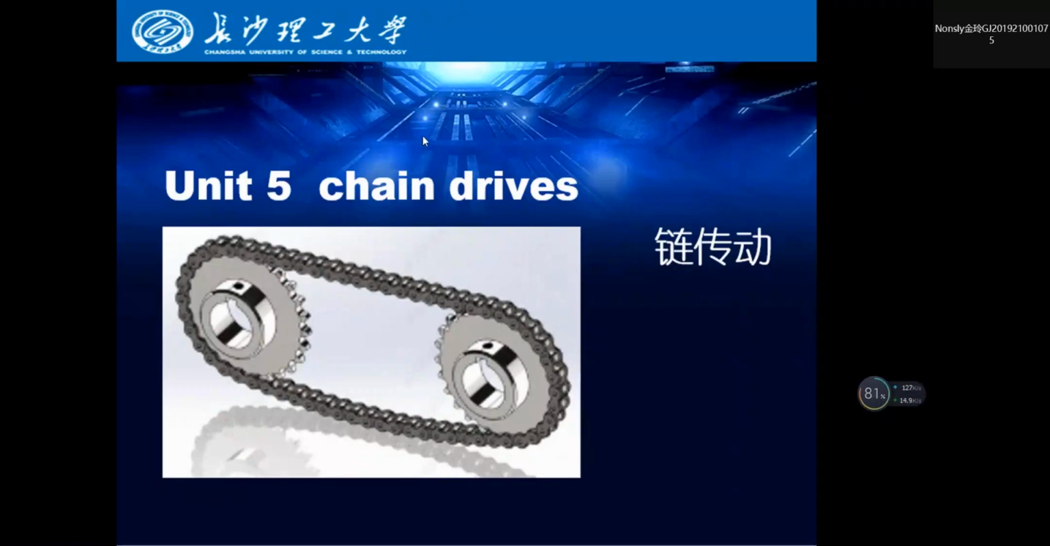Last week we learned the characteristics and design of belt drives, and today we are going to study chain drives. Chain drives are another major type of flexible drive used to transmit power over long distance. Compared to belt drives, chain drives are usually used at low to moderate speed.